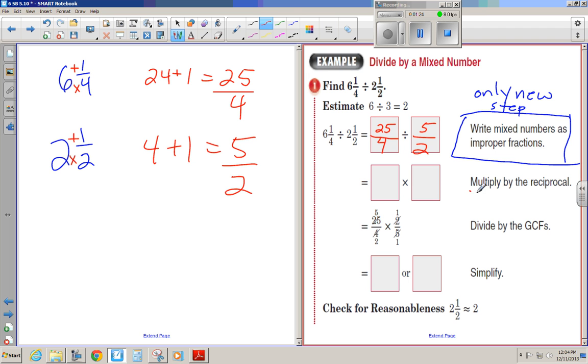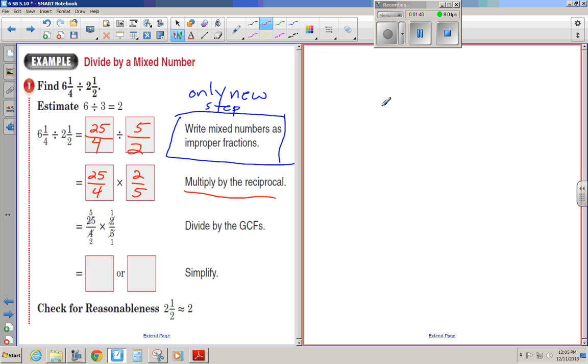And when you divide a fraction, you multiply by the reciprocal. So 25/4 times the reciprocal, 2/5. Once again, we have a choice. We can do 25 times 2 and 4 times 5 to get 50/20. If we do it this way, though, we then have to reduce and simplify.